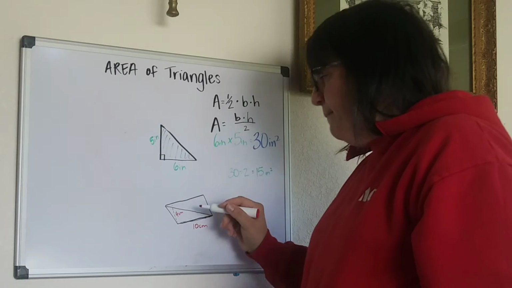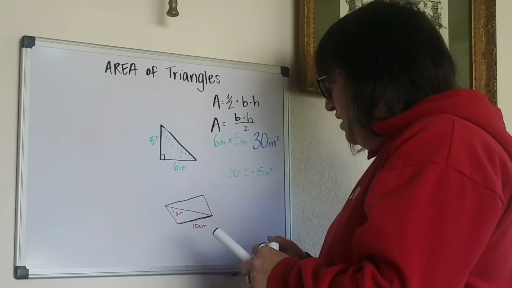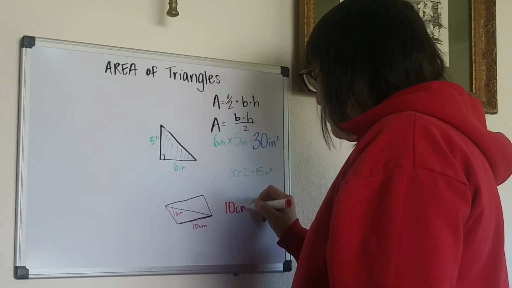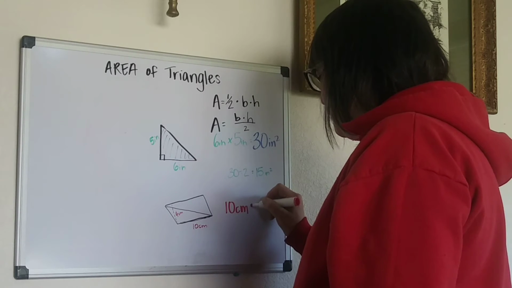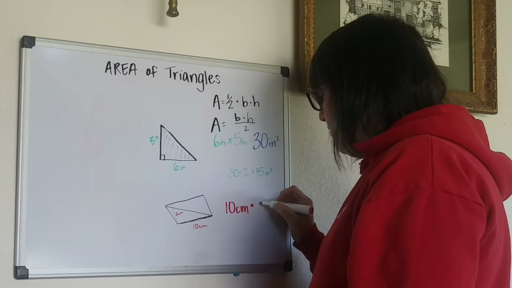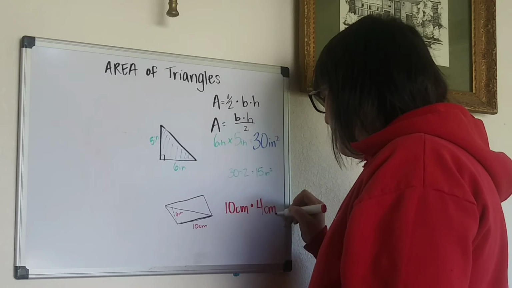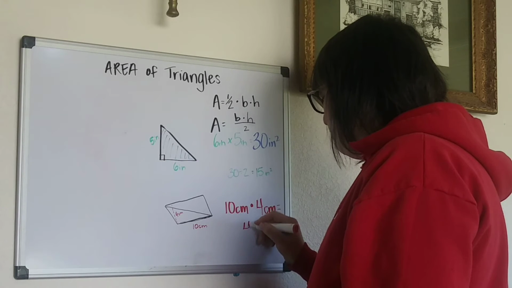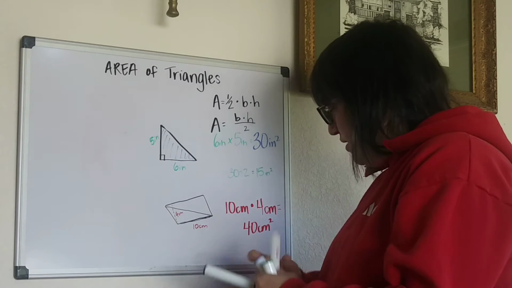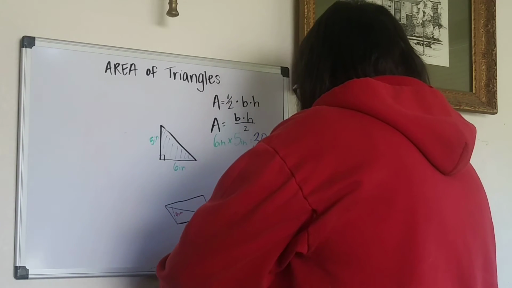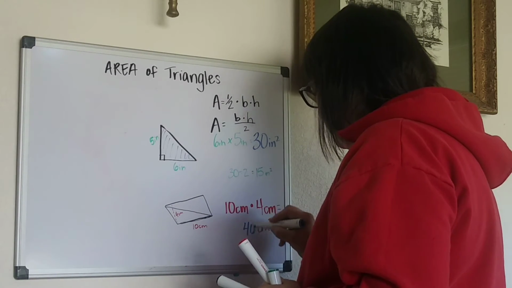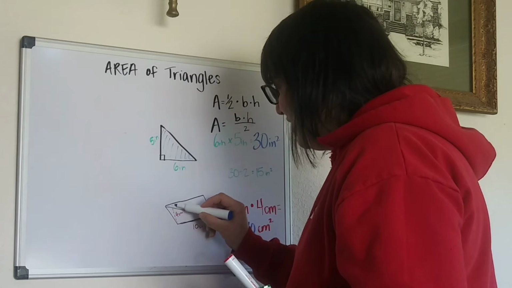Then I come over to the side here and say, okay, my base is 10, and then I multiply that by 4 centimeters. You can use your dot or your X for this, it's not that big of a deal. Then I get 40 centimeters squared. But remember, that 40 centimeters squared is for the parallelogram, okay?